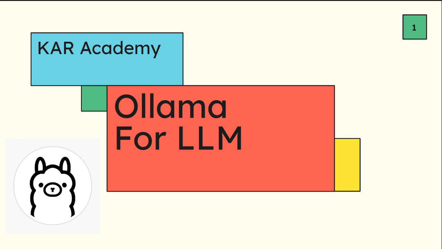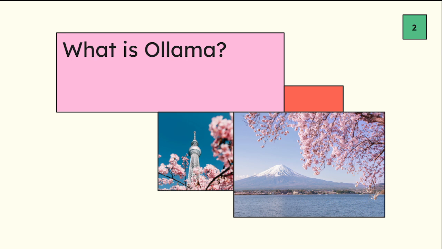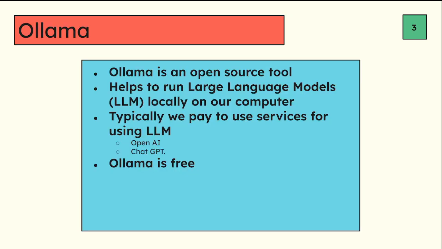So in this video, we are going to look into Ollama for LLM. First of all, let's look at what is Ollama. It's basically a tool for running large language models locally and it uses a command line interface for various operations. So let's get started. So Ollama, as I said earlier, is an open source tool. It helps to run large language models, which is LLM, locally on our computer.